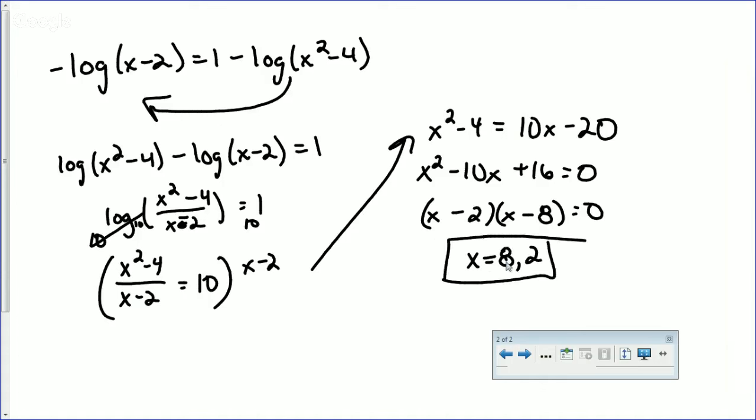Again, we need to check both of those solutions, because if we check 2 right up here, 2 minus 2 would be 0, and I can't have 0 in there. We could also look down here. 2 minus 2 is 0, and I can't divide by 0, so we need to mark that one off.